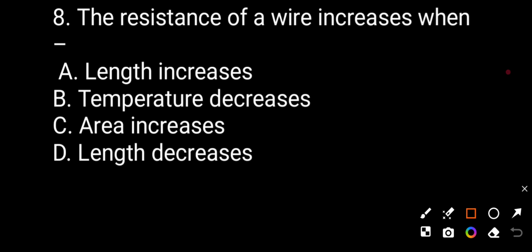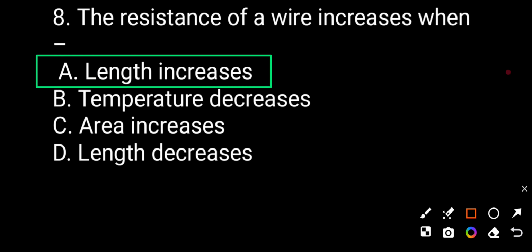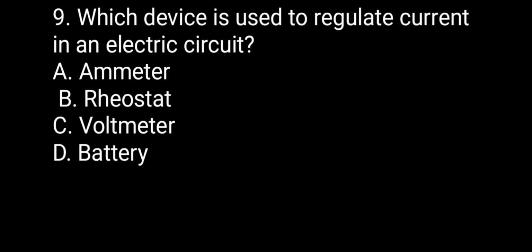The resistance of a wire increases when: length is increased, temperature decreases, area increases, length decreases. So the resistance of a wire increases when the length is increased. Increasing the length increases the resistance. Now see question number 9.